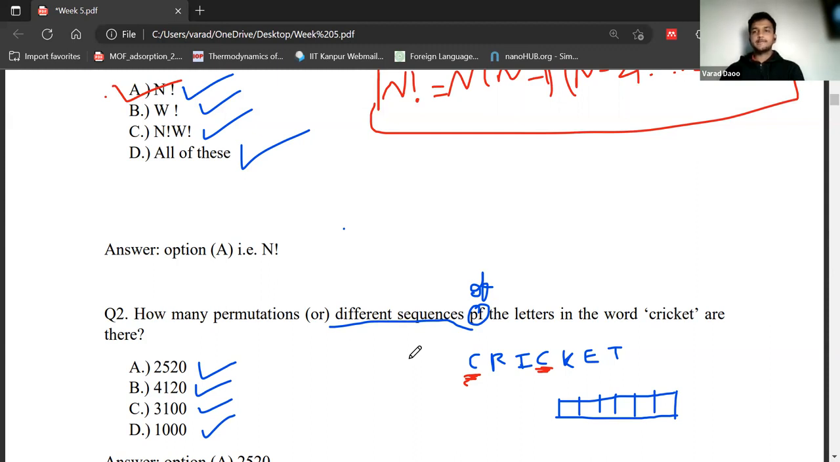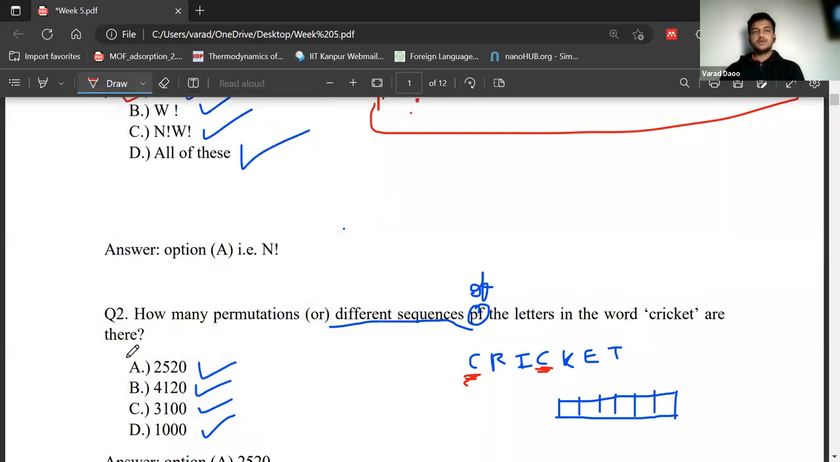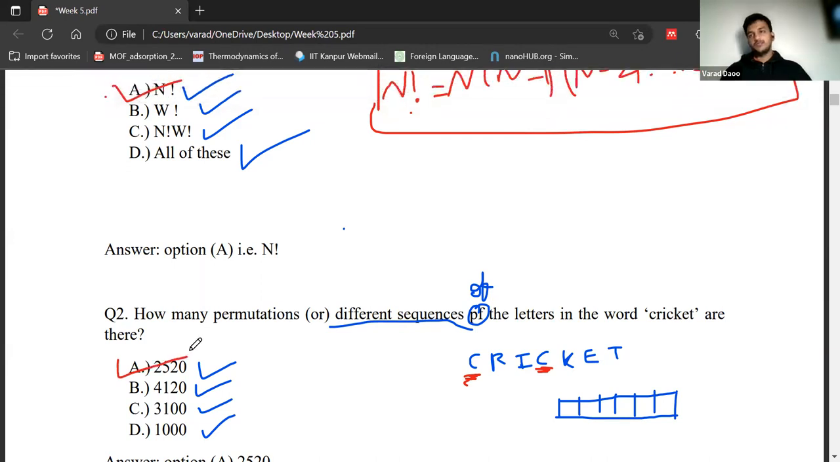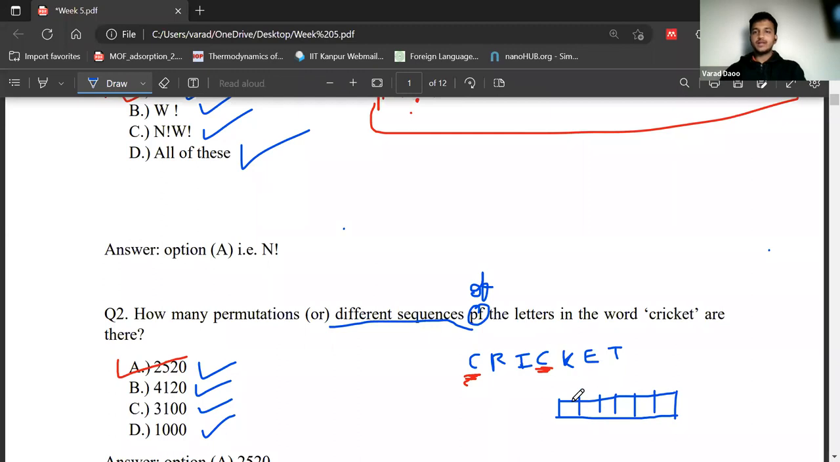Anybody got it? What is the correct answer? So I'll be revealing the correct answer now. The correct answer is option A, 2520. Anybody got it? Nobody got it. So I hope the solution will be clear when I discuss it.